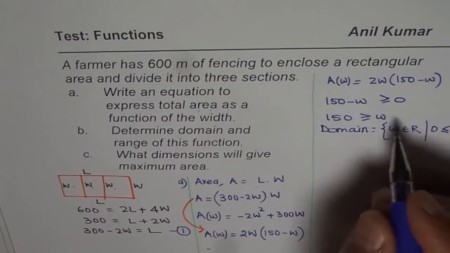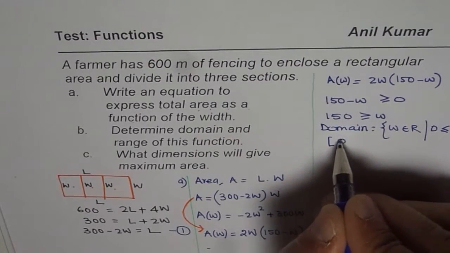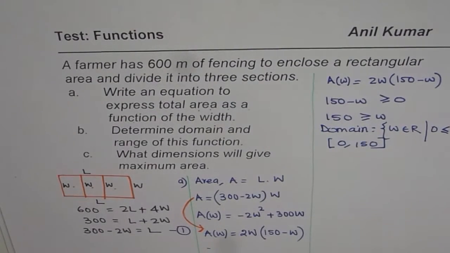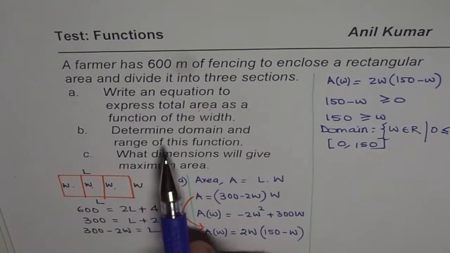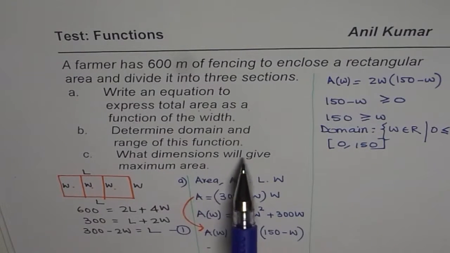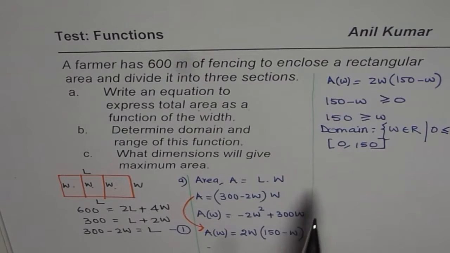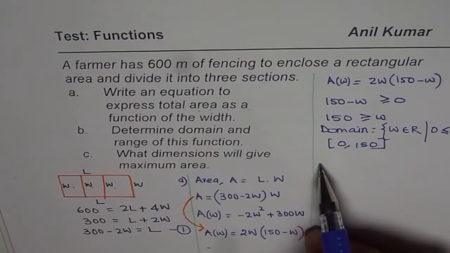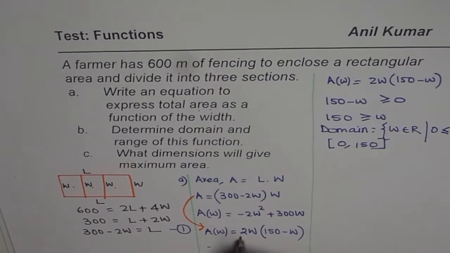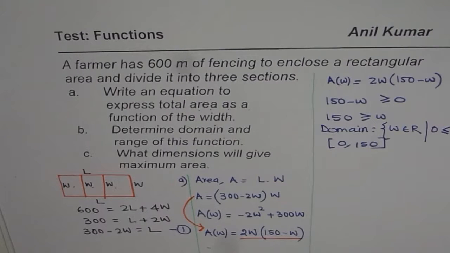So W you could write as between, we can write this also in interval notation, 0 to 150, right? So that becomes the domain for our function. Now how to find range for this area? To find range, we can do the completing the squares method, write it in vertex form, and we know since it is minus 2W squared, it is a parabola opening downwards, so we do have a maximum. The other option is we can find x-intercepts, and then the axis will have the vertex, correct?